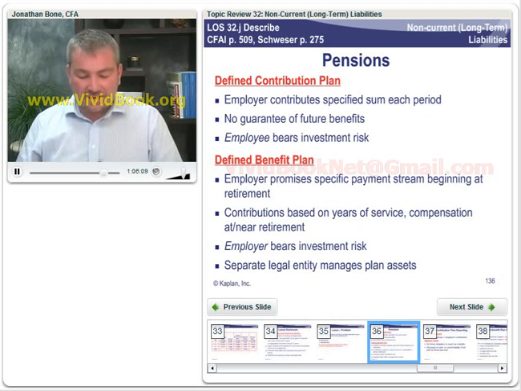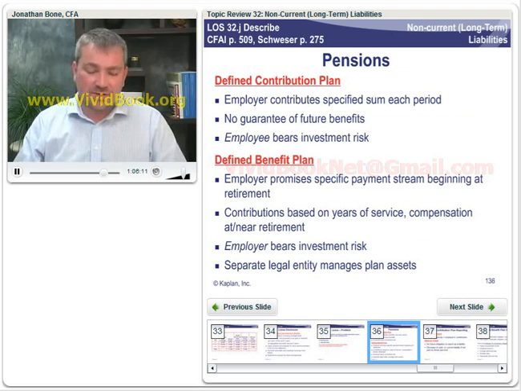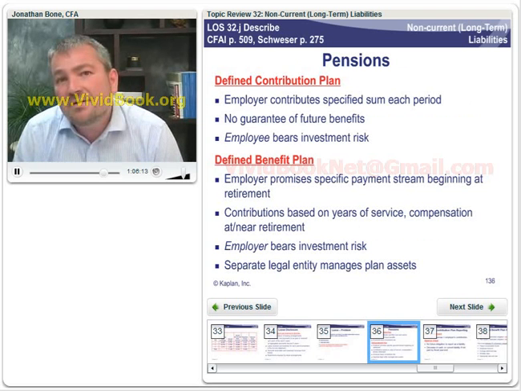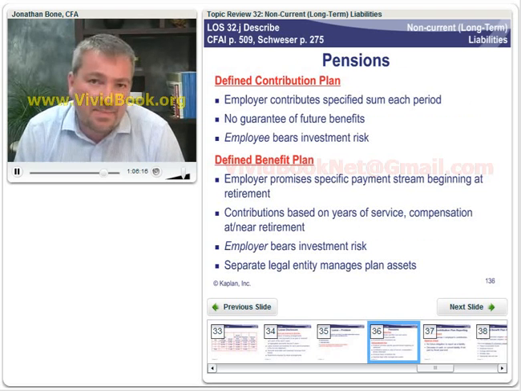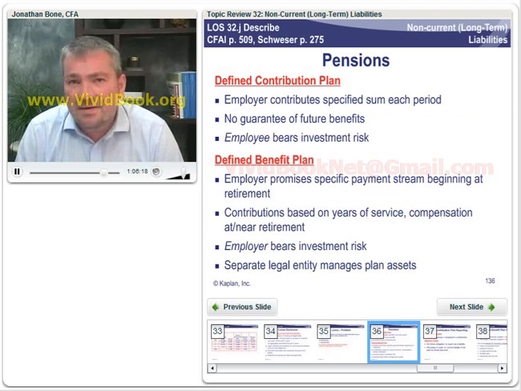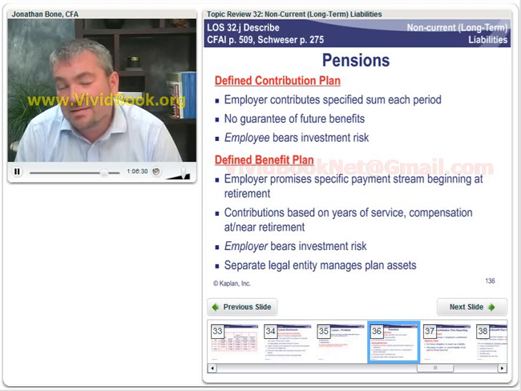Right, our next little reading is describe the treatment of pensions, and we talk about defined contribution plans and defined benefit plans. Defined contribution plans are going to be a piece of cake. Defined benefit plans are really a bit of a headache. Now you'll be glad to know that all we need is a bit of an overview here. We don't really see the detail of pension accounting until we hit the level 2 syllabus.